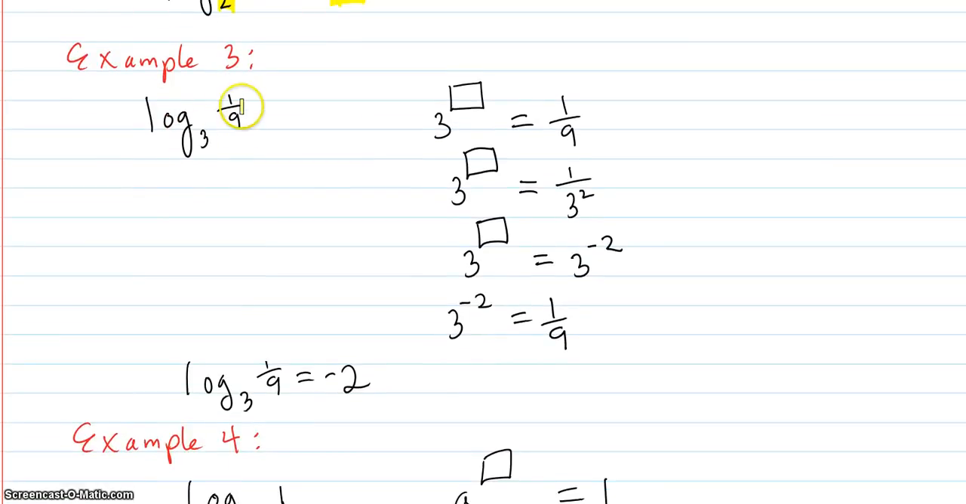Example 3. Log base 3 of 1/9. The exponent you put on the base 3 to get 1/9. What is that? We have to rewrite 1/9 in terms of the base 3. 9 is 3 squared. 1 over 3 squared is 3 to the minus 2. And you have a base 3 here and a base 3 here. So what has to go up here? Negative 2. 3 to the minus 2 is 1/9. So log base 3 of 1/9 is minus 2. The exponent you put on 3 to get 1/9 is negative 2.